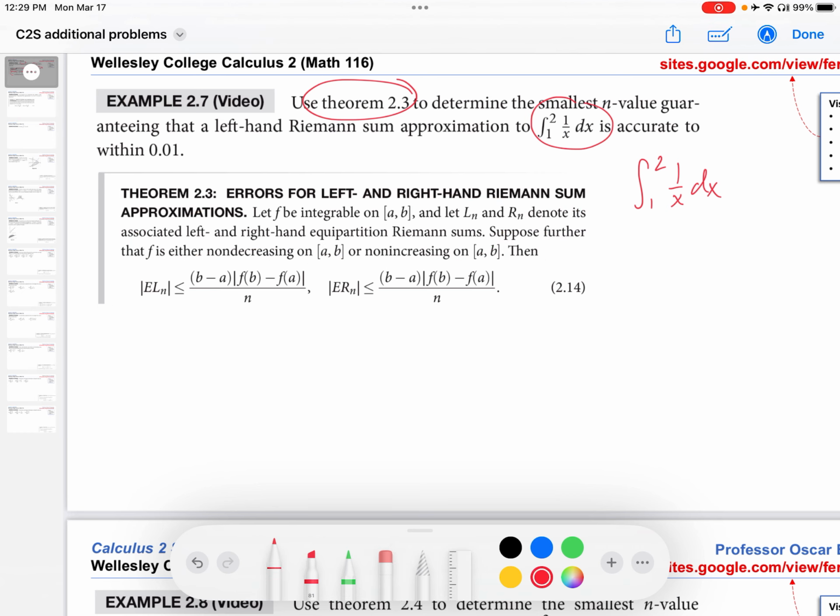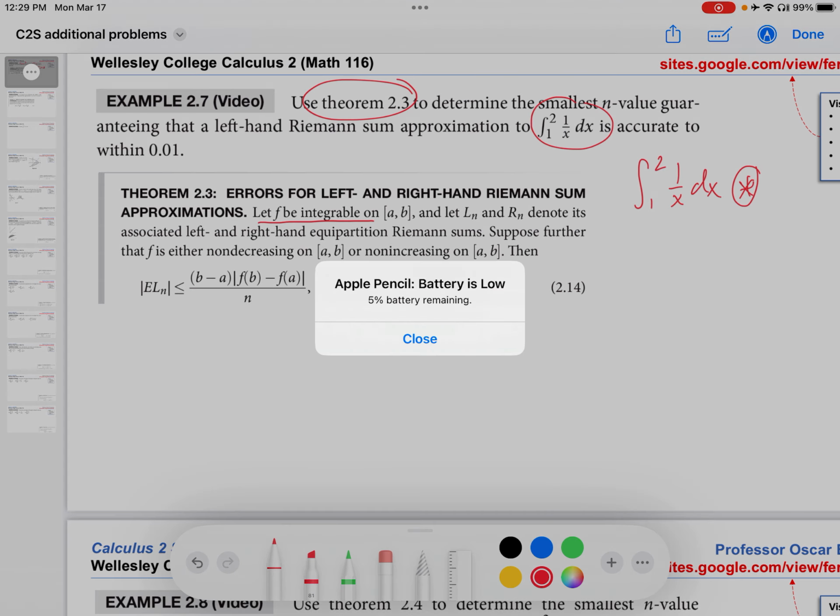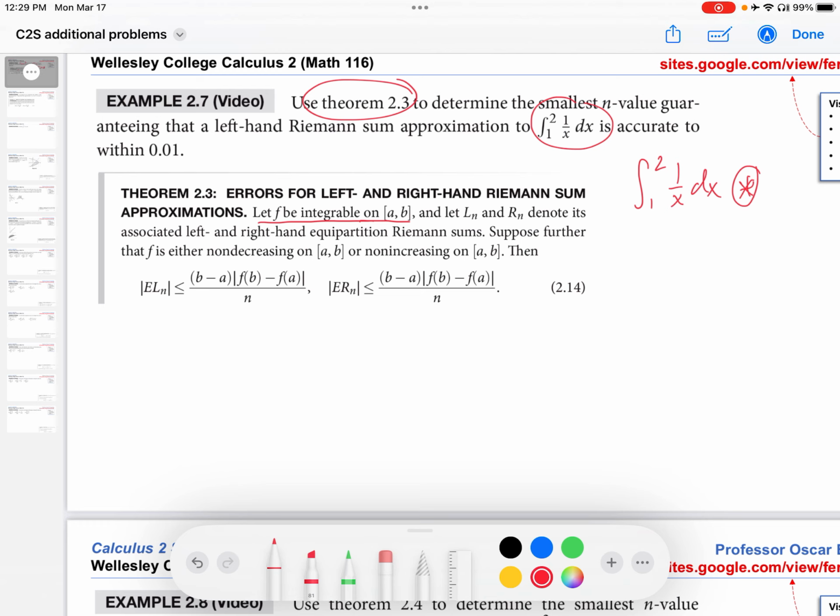So let's read through these hypotheses and verify them in this specific context. Let f be integrable on [a, b]. This asks me to verify that, if I look at this function, little f is this function 1 over x, the integrand. If I plot this on the interval that I'm looking at right here, do I have a finite area between the curve and the x-axis? The answer is yes, I do.